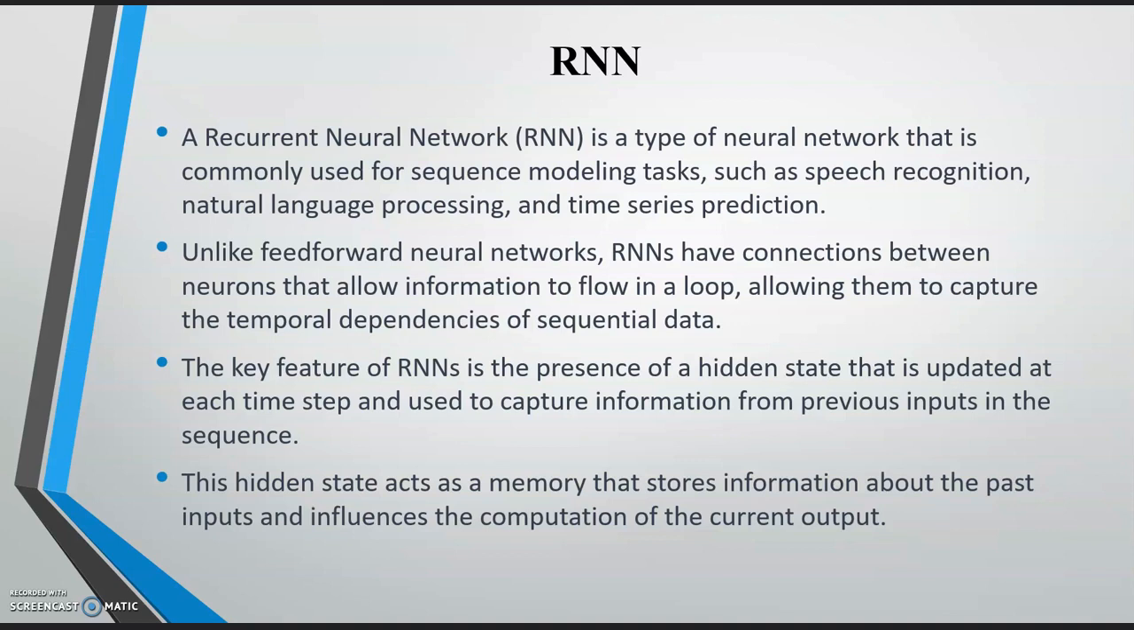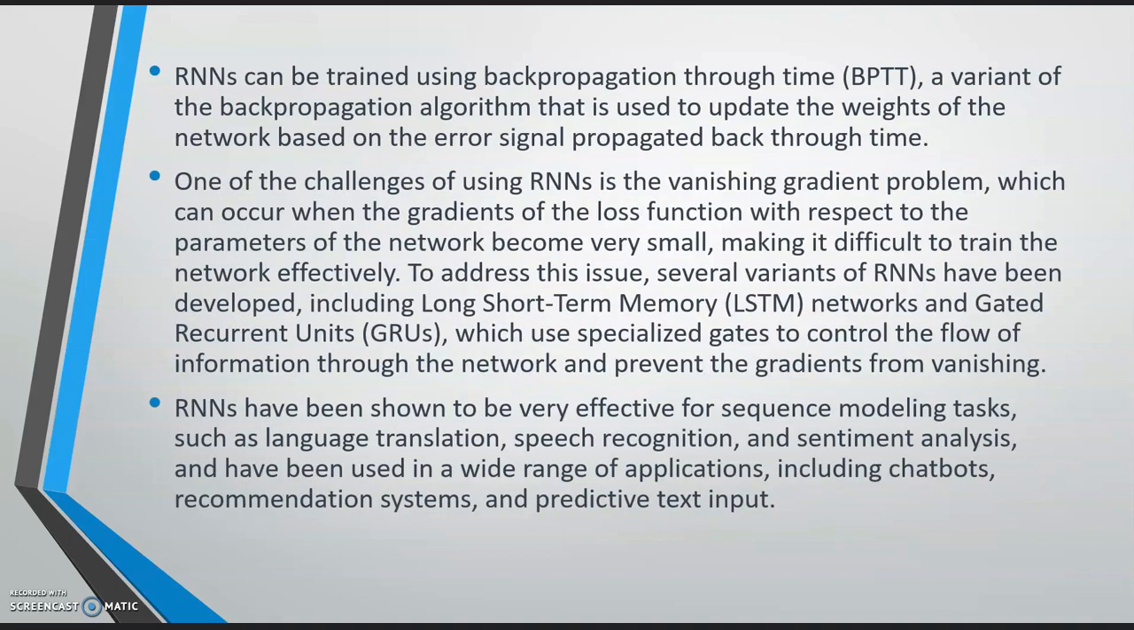The key feature of RNN is the presence of a hidden state that is updated at each time step and used to capture information from previous inputs in the sequence. This hidden state acts as a memory that stores information about the past inputs and influences the computation of the current output. RNN can be trained using backpropagation through time, a variant of the backpropagation algorithm that is used to update the weights of the network based on the error signal propagated back through time.